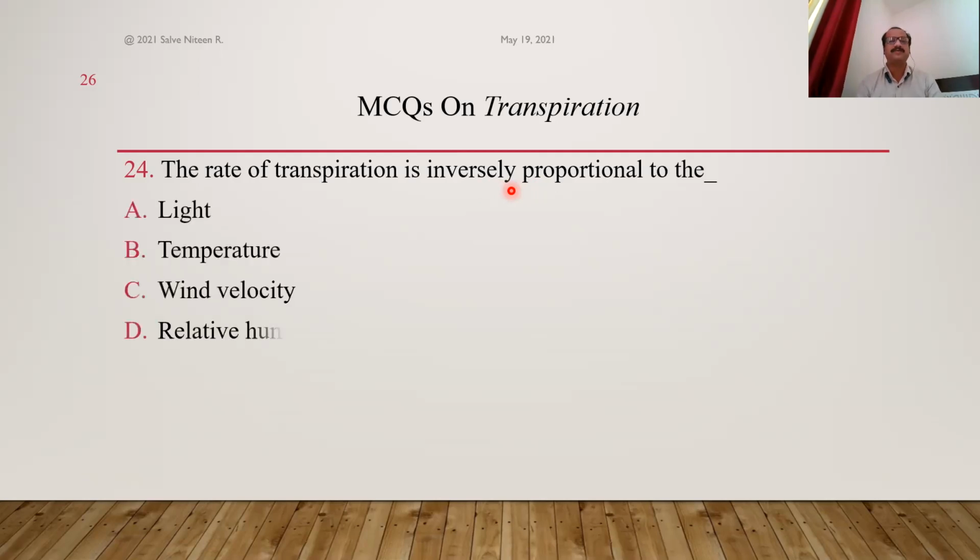So see here, there are different external factors given. We know that light, temperature, and wind velocity are the factors which are directly proportional to the rate of transpiration. That means when there is an increase in the light intensity, the rate of transpiration increases. When temperature increases, the speed of transpiration increases. When wind velocity increases, the rate of transpiration increases. Whereas relative humidity is inversely proportional. That means when humidity of the outside atmosphere increases, the rate of transpiration decreases, isn't it? And when it decreases, the plant gets more chances to add its own water vapors into the atmosphere. So that is called inverse proportion. D is the right answer here.